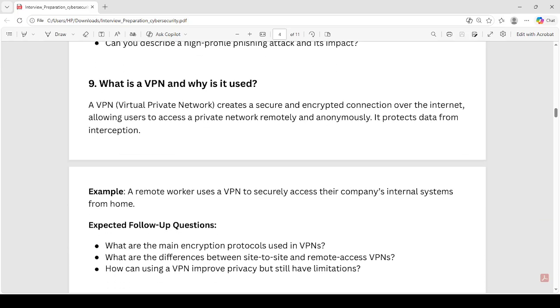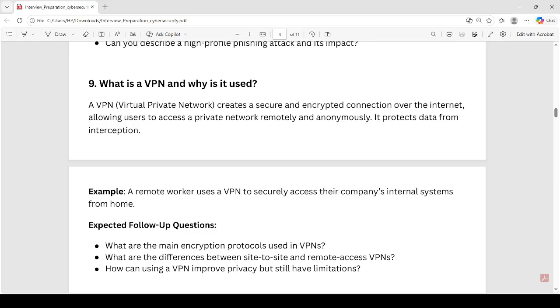Question number 9. What is a VPN and why is it used? VPN, or virtual private network, creates a secure and encrypted connection over the internet, allowing users to access a private network remotely and anonymously. It protects data from interception.